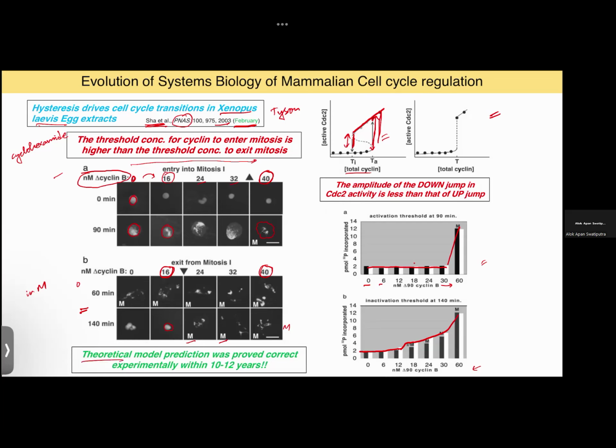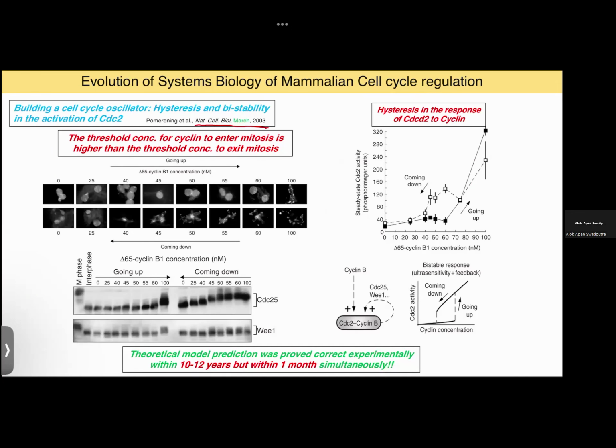So the theoretical prediction which Tyson and Novak had made was experimentally verified after 10 to 12 years. In February 2003, and in March 2003, another group did the same experiment and got the same result.